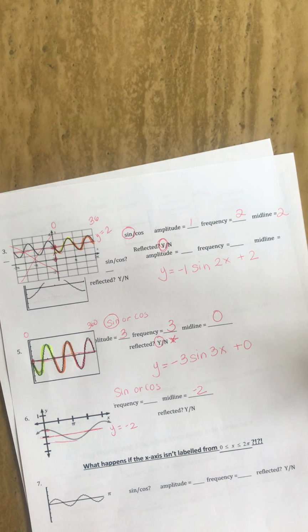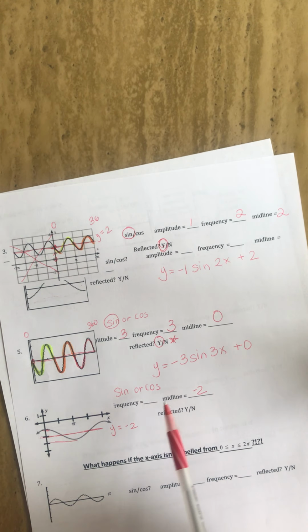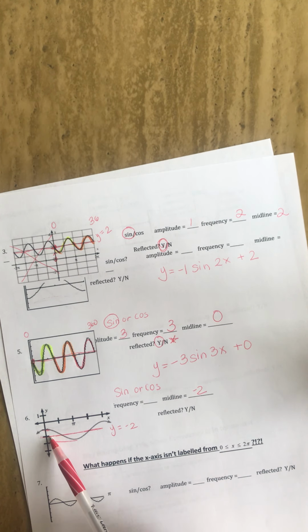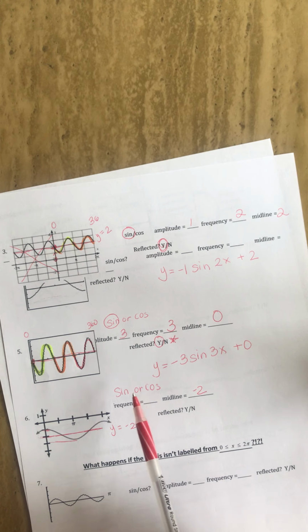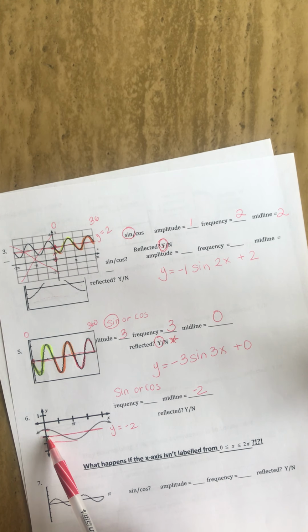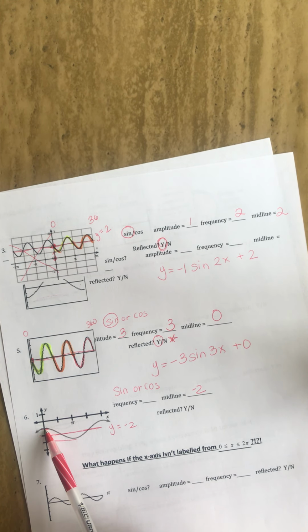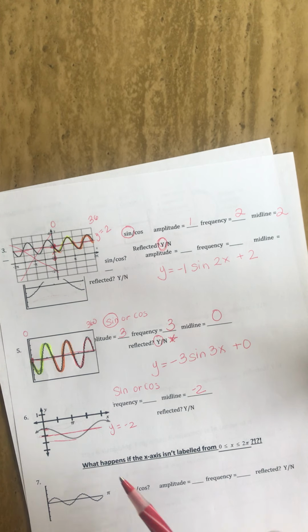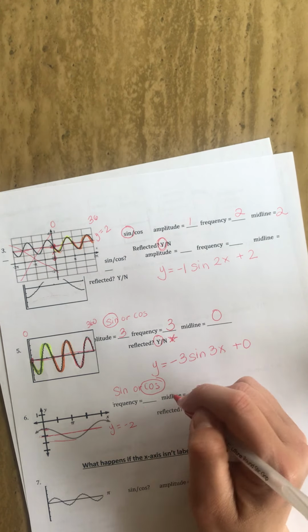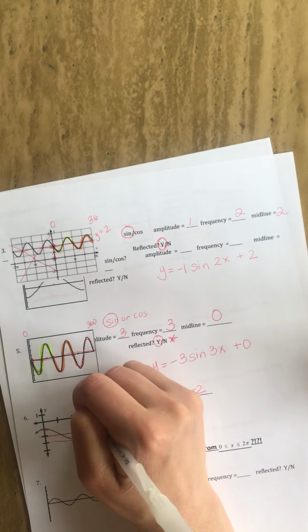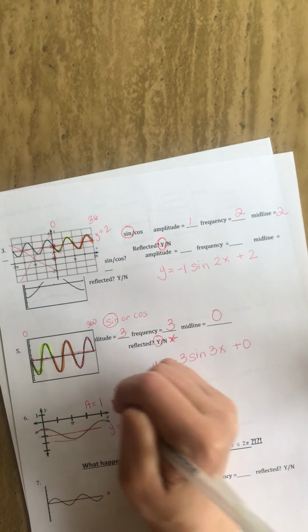okay? What you want to ask is, does this sine or cosine start at the midline? If it starts at the midline, it's sine. If it doesn't start at the midline, then we're going to say it's cosine because it's starting at the amplitude. So you guys are going to see that it's cosine. You guys are going to see that the amplitude right here is 1. A is equal to 1.